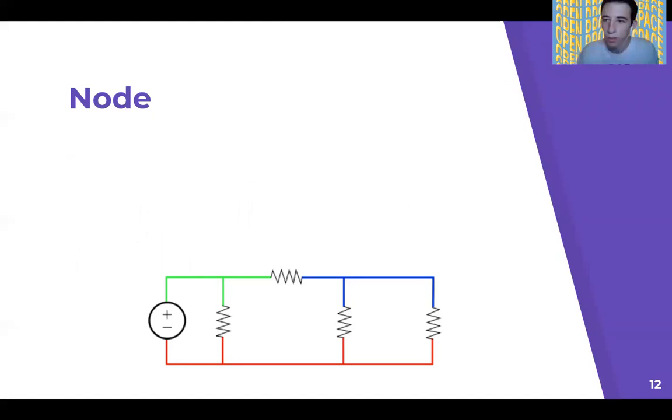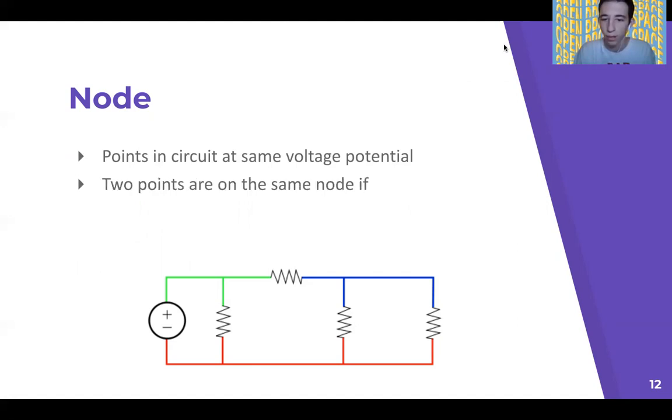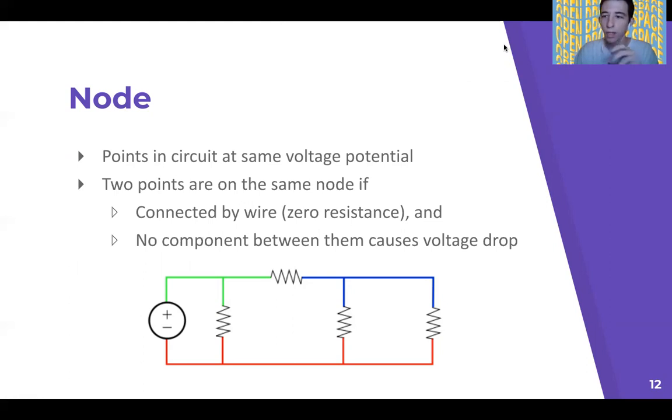All right, now we're going to talk about nodes. We talked about them a little bit before, but they are points in the circuit that have the same voltage potential across them. So in this diagram, you can see everywhere that's the same color has the same voltage, right? You could think about it as any 2 points that are connected by only a wire, because the wire should have no resistance. So it would be the same voltage at every point on the wire.